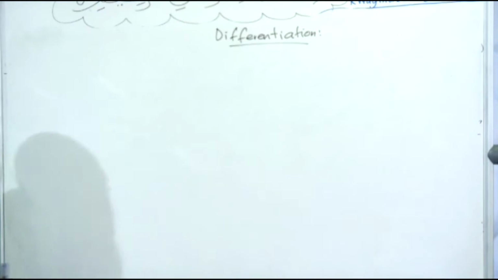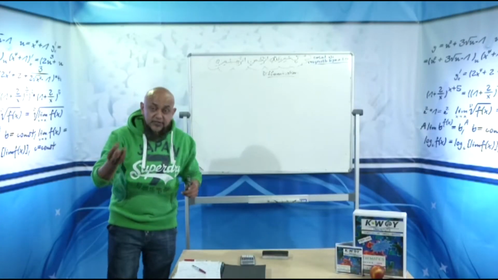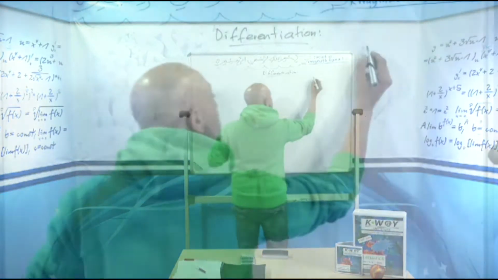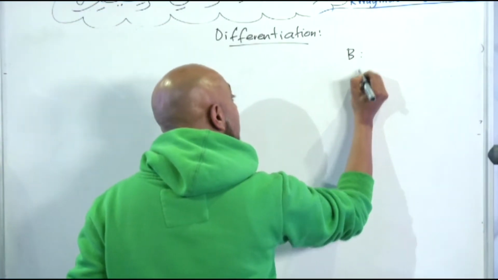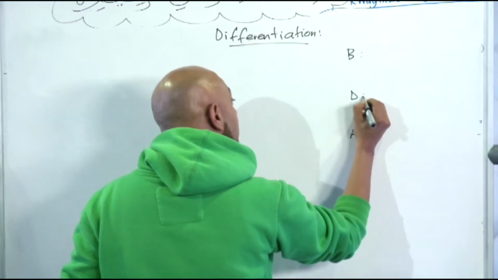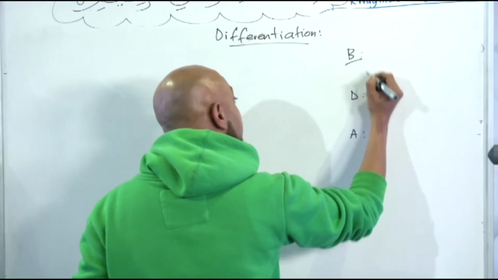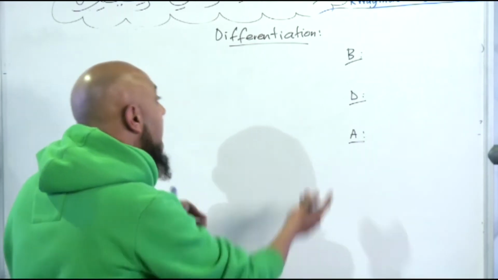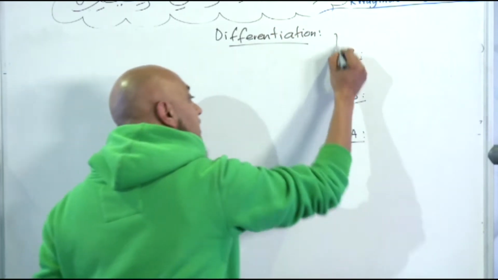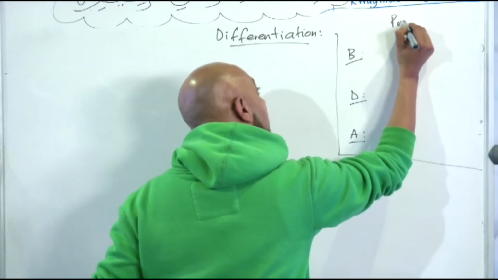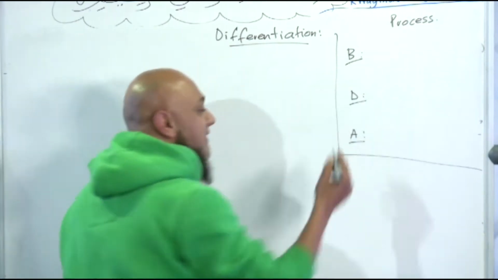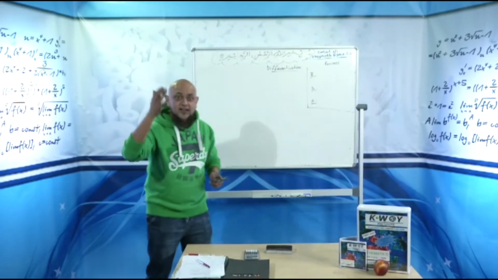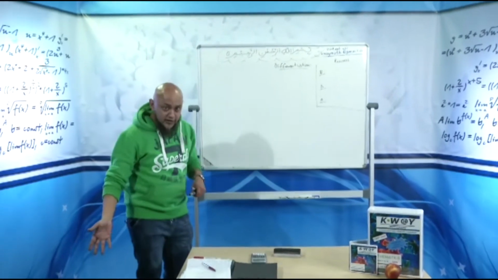Now differentiation will be done, it's finding the derivative in certain processes. It must be done in these 3 steps, B, D, A. Before differentiation, differentiation or derivative, and after differentiation. You need to do it in these 3 parts. That's the rules. That is the process of differentiation. Just think about it, before death, death and after death. So before differentiation, differentiation, after differentiation.